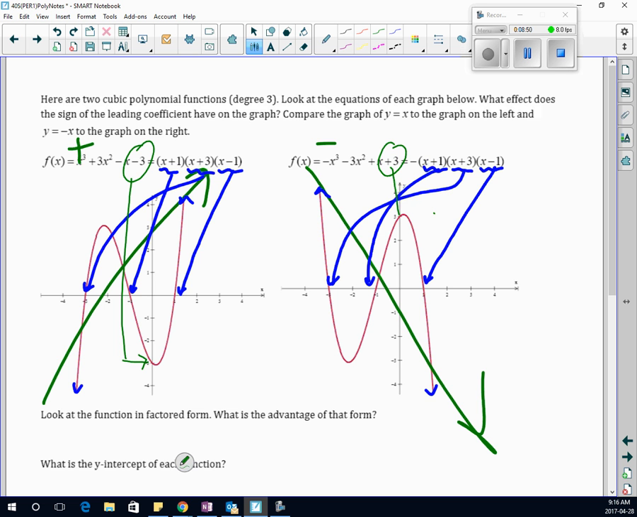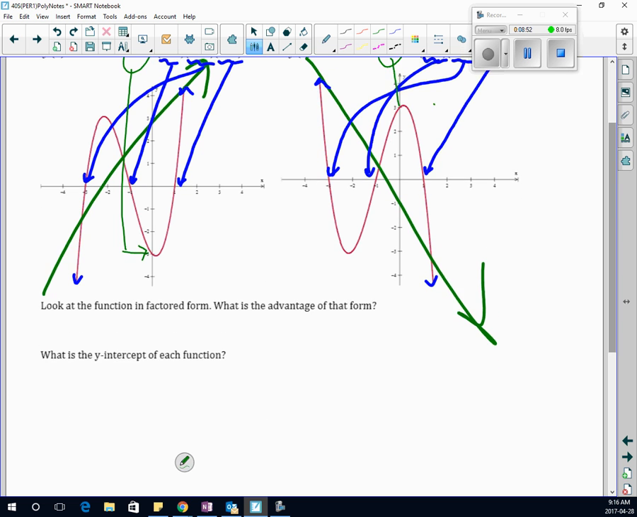So what is the advantage of factored form? Easy to solve x-intercepts. And the y-intercept, it's actually easier to have it in non-factored form, right? The y-intercept is the constant term. Does everybody see?